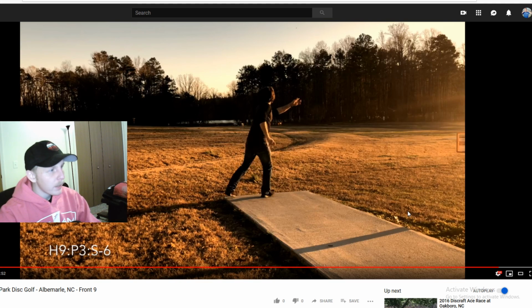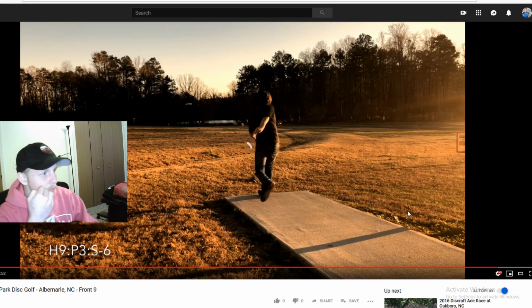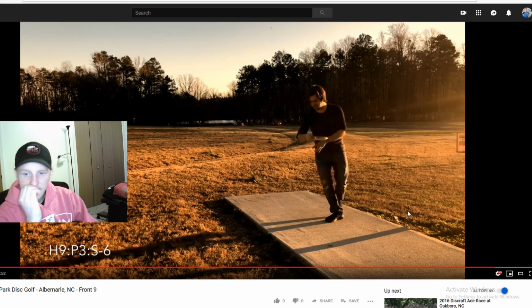A little bit of wobble on it. I wonder where the wobble's coming from. Did you guys see that? That's the key to weight shift. You can literally feel the weight shift into the disc when you get it right.